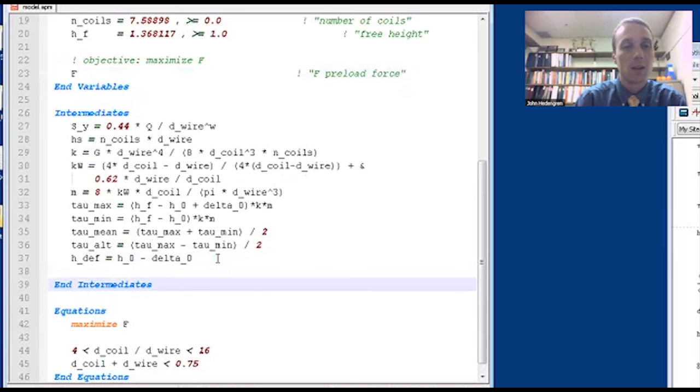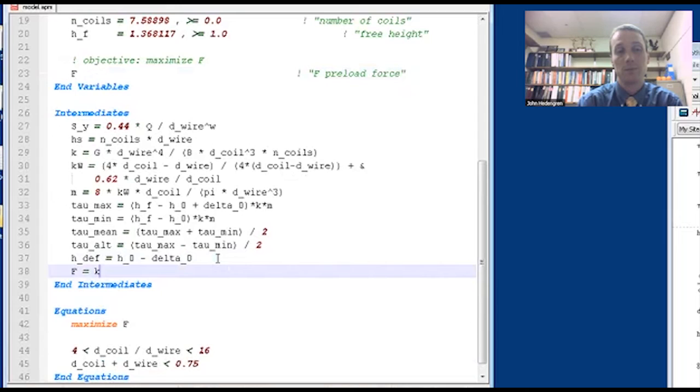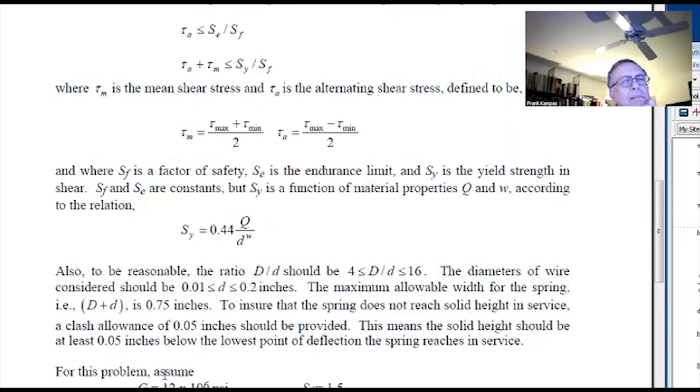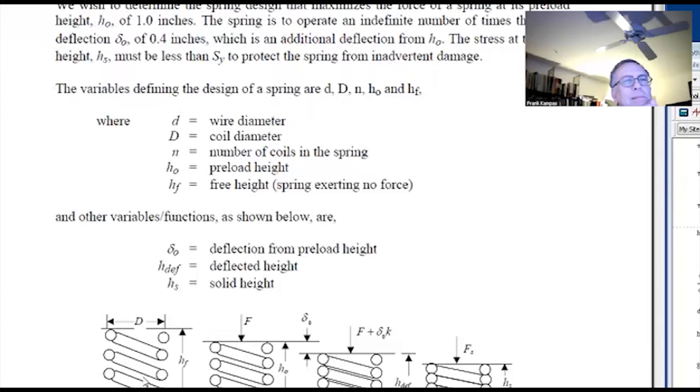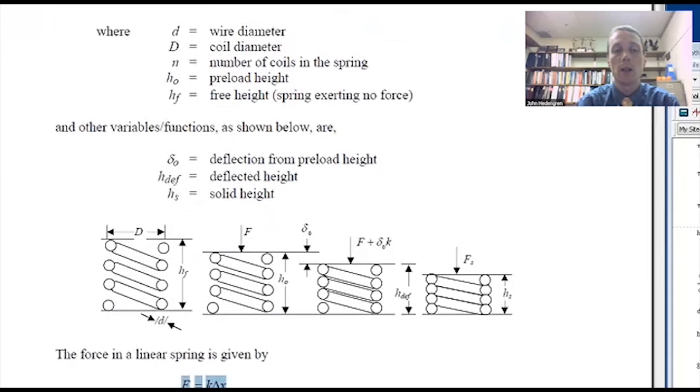Good catch, Herman. So what is F going to be? Any thoughts on that with F? K times H0. So this is F right here. You see you have a no load, and then you put on a load, it's going to go to 1 inch. So it's K times HF minus H0. Okay, great.